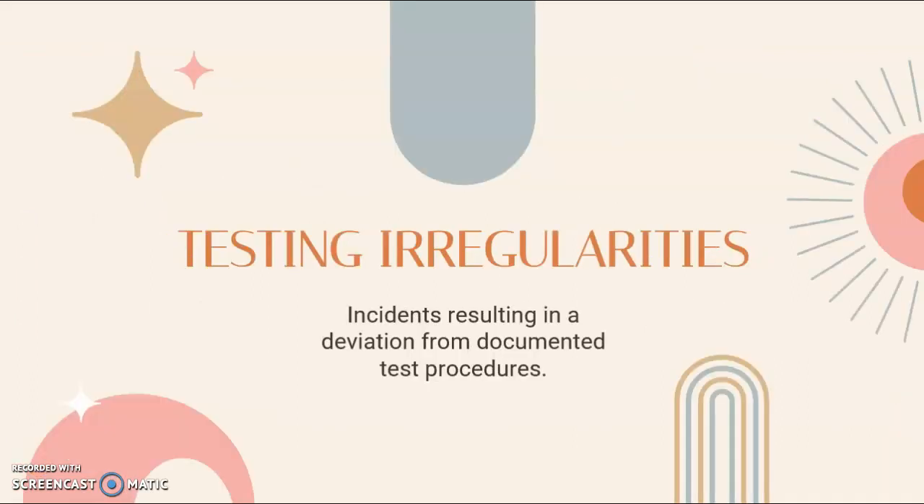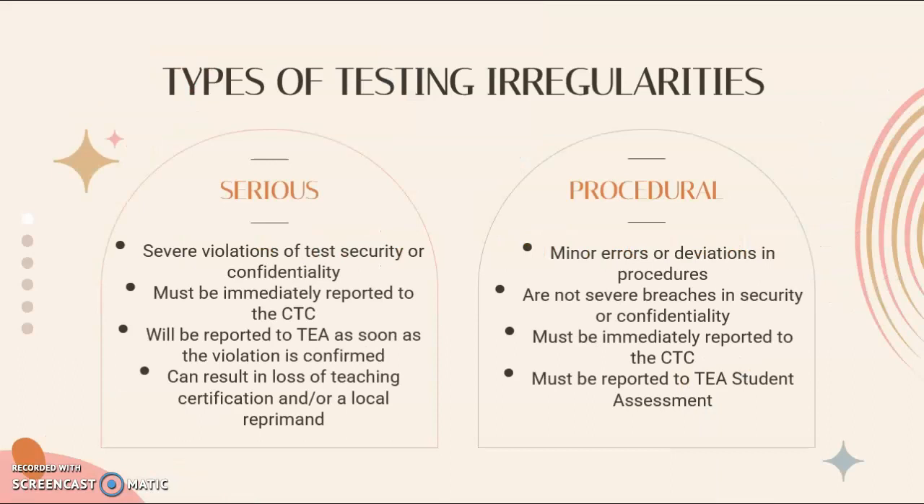Now we will review testing irregularities. Testing irregularities are incidents resulting in a deviation from documented test procedures. The two types of testing irregularities are serious and procedural. Serious testing irregularities are serious violations in security or confidentiality that could result in the loss of a teaching certificate or a local reprimand. Please report serious irregularities or suspicions of serious irregularities to the district testing coordinator immediately.